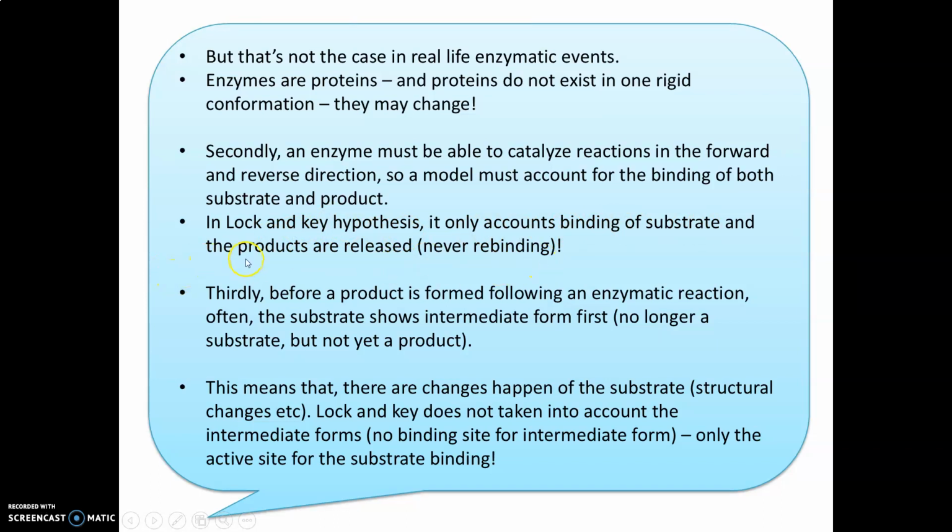Yang ketiga, okay, before a product is formed following an enzymatic reaction, the substrate selalunya ada intermediate form first, no longer substrate but not yet a product. Dia akan be dekat dia punya transition state. Dekat transition state, dia bukan substrate tapi dia juga bukan produk. Maksudnya dia ada bentuk lain.